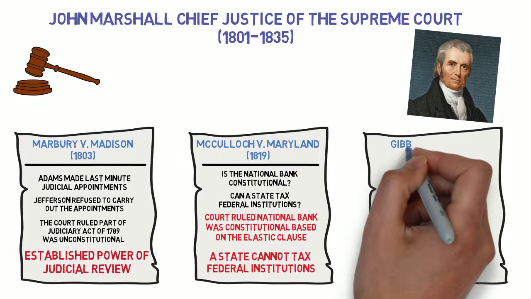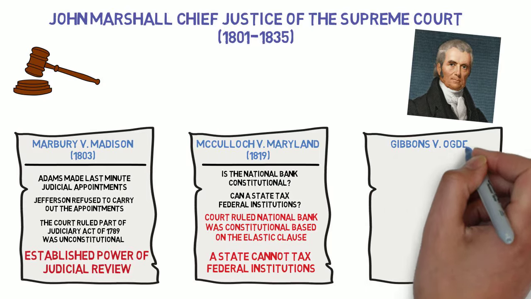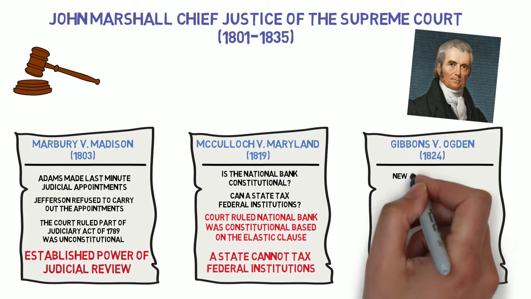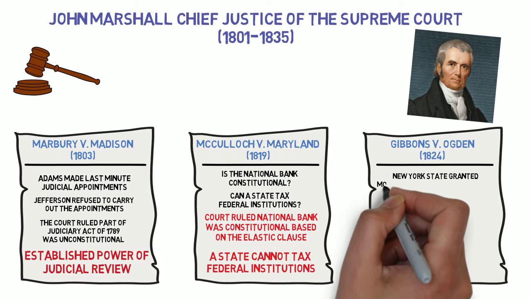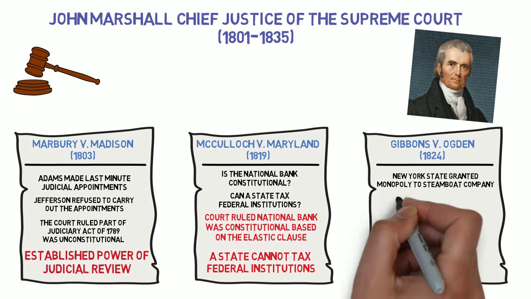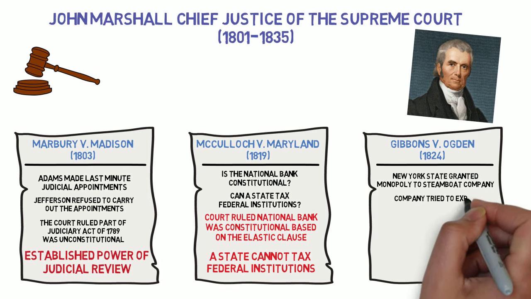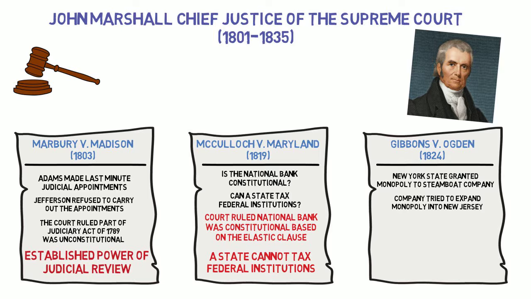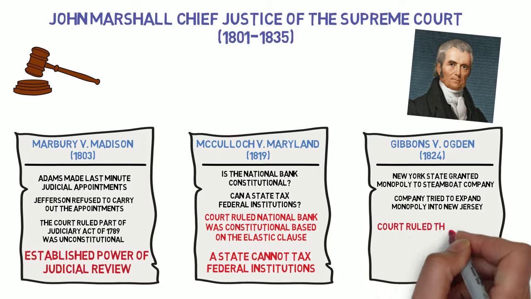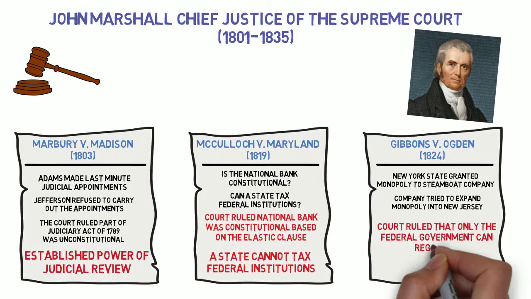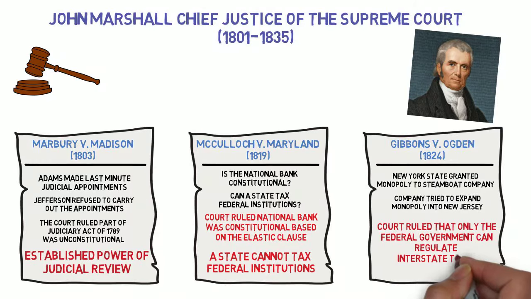The last case was Gibbons v. Ogden in 1824. This case involved a company that had been granted a monopoly by the New York State Legislature to control all steamboat traffic in New York waters. When the company tried to expand the monopoly into New Jersey, the matter went to the Supreme Court. The court declared that the monopoly was unconstitutional. Marshall noted that the Constitution gave the federal government control over interstate trade.